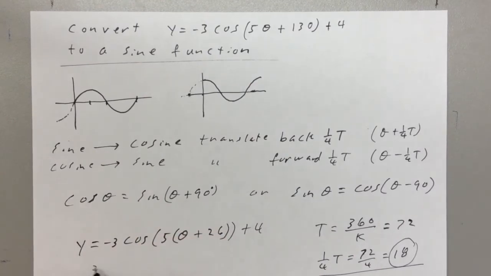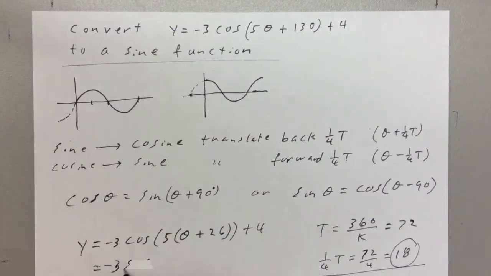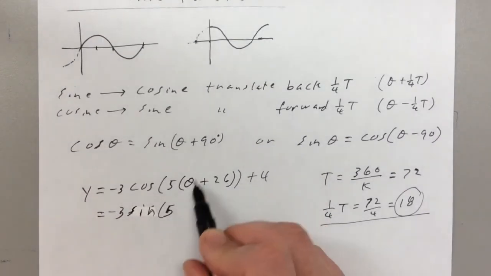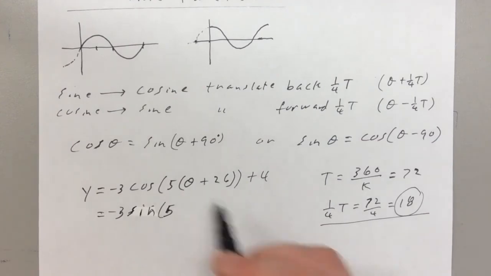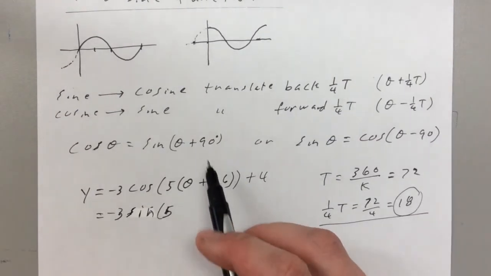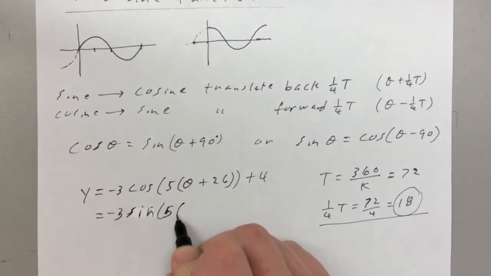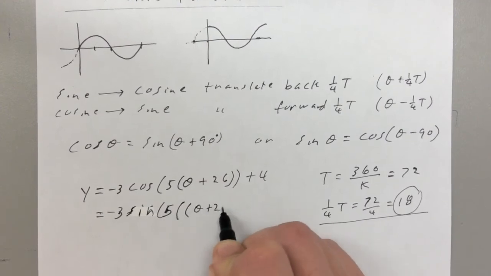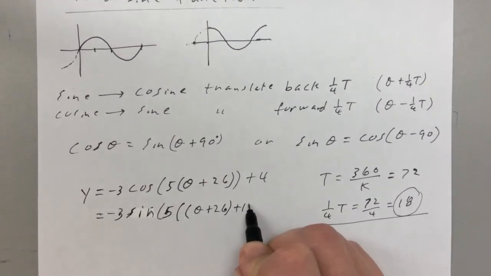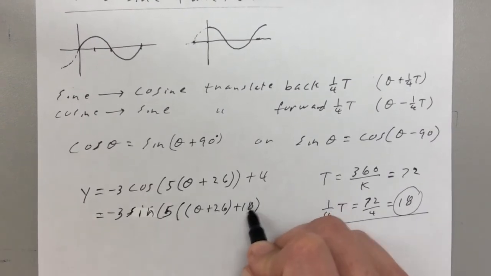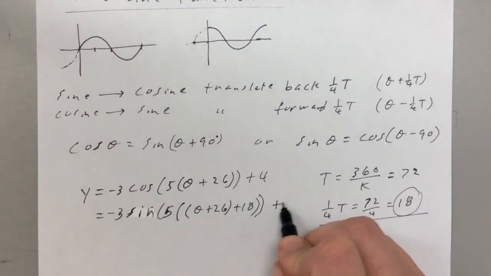So what we do here now is we write this as -3 sine of 5. Now this represented the angle before. So now I have to add or subtract 18 to that. Because we're taking a cos and turning it into a sine, we have to add the 1/4 of a period. So 5 times, I'm going to do a double bracket here, theta plus 26 is the angle, and then I'm going to add 18 to it. Okay? And then plus 4 at the end.